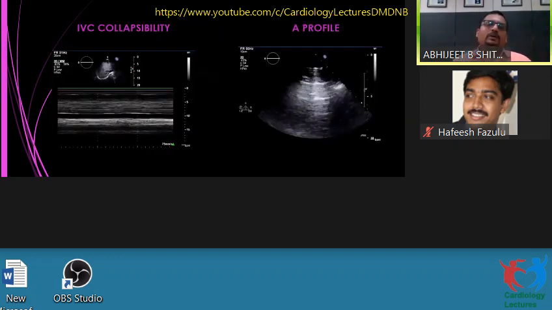Again, you can go to the IVC analysis or IVC ultrasound. So IVC ultrasound will show you IVC collapsibility. It will be a very easily collapsible IVC with a good A profile in the lung.